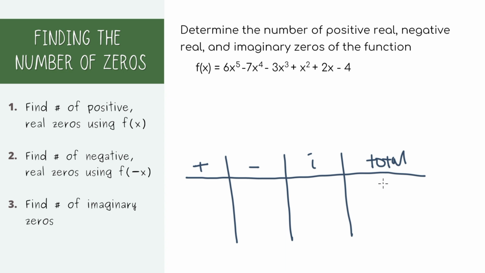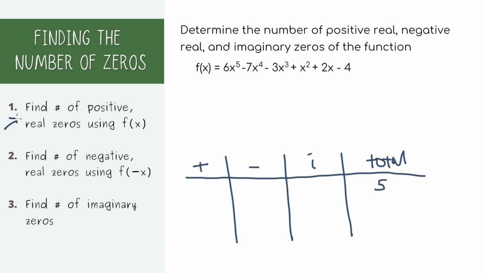This column is actually pretty easy to fill out. You just need to look at the polynomial and check what the highest degree is. So in our case, it's 5. So for all of our solutions, you're going to have a total of 5 zeros for your function. They might be positive, they might be negative, they might be imaginary, but the total has to equal 5.